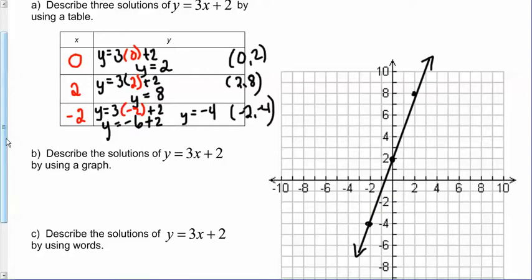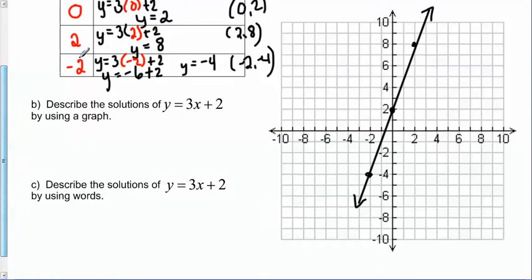Now we want to do one last thing. We want to describe it in words. And so let's think about how we could do that. So what's true of every solution for this equation? For every solution, the y value, how do we get the y value? Well, we take 3 times the x value and add 2. And so that's what we want to be able to write. So I'm just going to type that out.